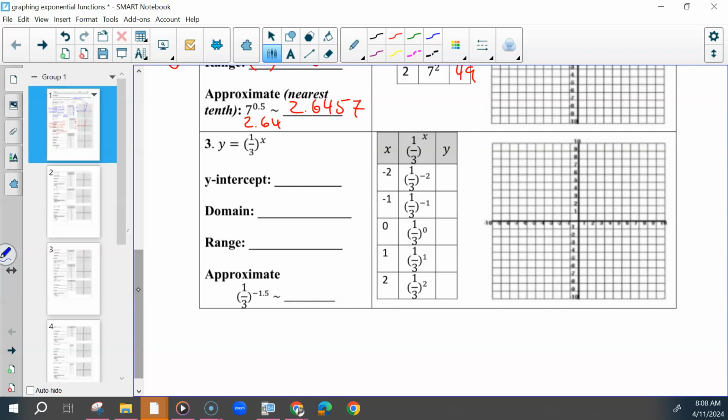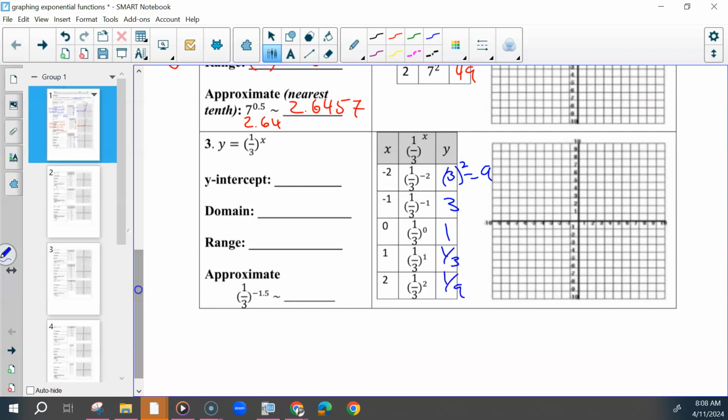So let's go one thing at a time. If I take that and flip that, what would that become? 3 over 1, I'll just put 3. And then make it positive. So 3 squared is 9. So then what would 1/3 to the negative 1 be? 3. 1/3 to the 0. 1/3 to the 1. Would it change? No, it would stay the same. And then 1/3 to the second power. 1/9.